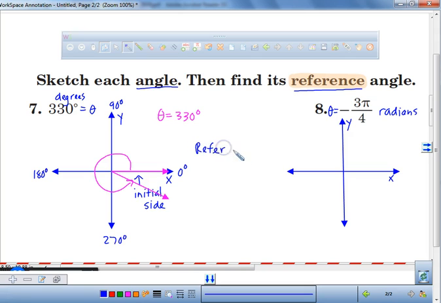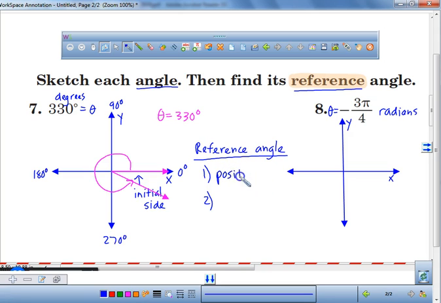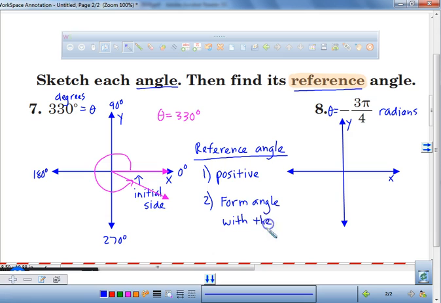So what is a reference angle? Two things you need to know about all reference angles. One, your answer will always be positive. You're never going to have a negative reference angle. Number two, you always form the angle with the x-axis.